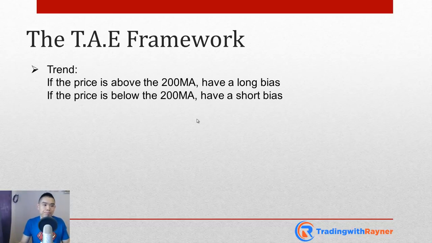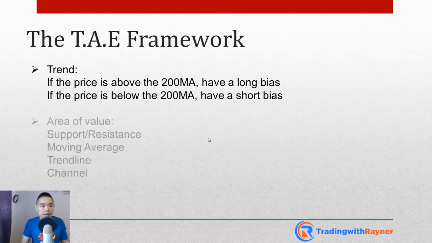So firstly, the trend. What we are looking for is that if the price is above the 200 MA, we will have a long bias. This means that we want to be a buyer in this market condition. If the price is below the 200 MA, then we'll have a short bias. This means that we will only be looking to short. Understand that when I define the trend, it doesn't mean that just because the price is above the 200 period moving average, you go long immediately. No, this is just to give you a bias, a permission that, hey, now it's time to be buying. Now it's time to be looking for buying opportunities, okay?